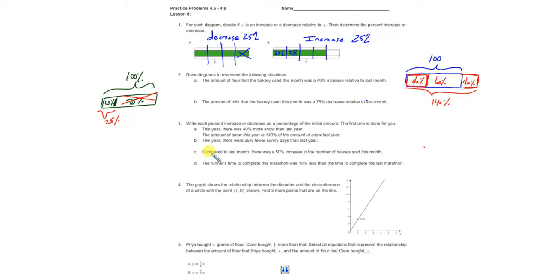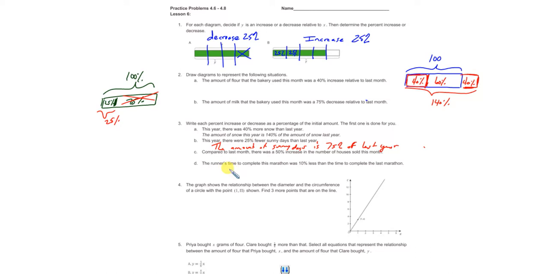The next one, this year, there were 25% fewer sunny days than last year. So this means that the amount of sunny days is 75% of last year. Because if you lost 25%, then you would be left with 75. So it's kind of the reverse of this milk problem from before.